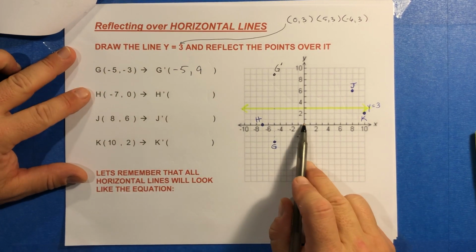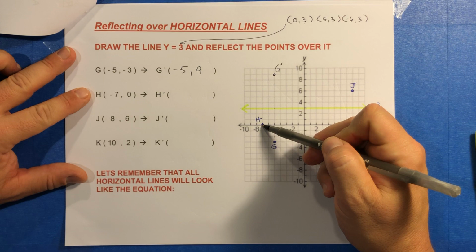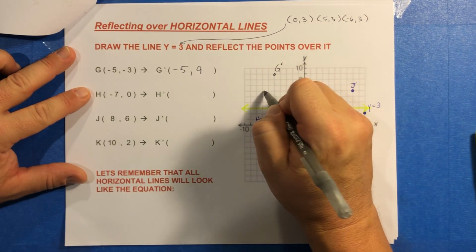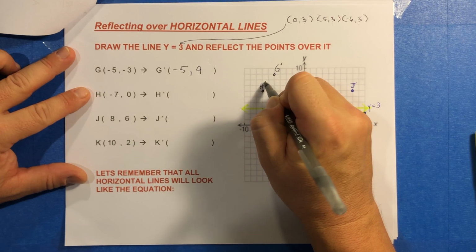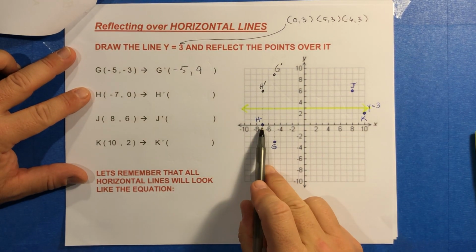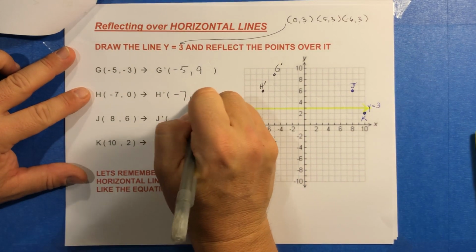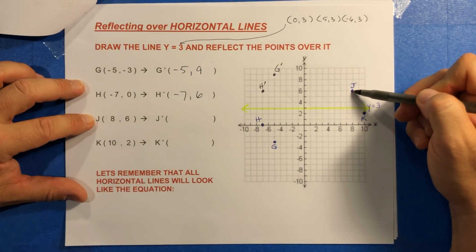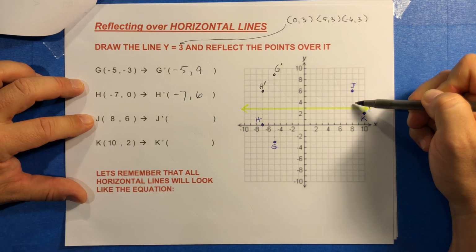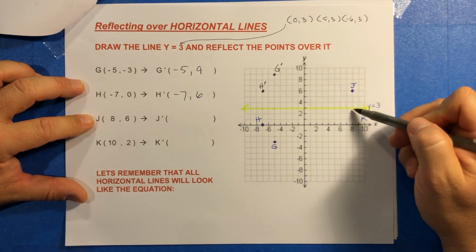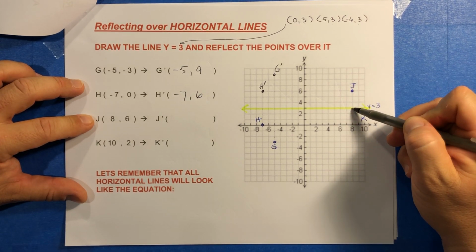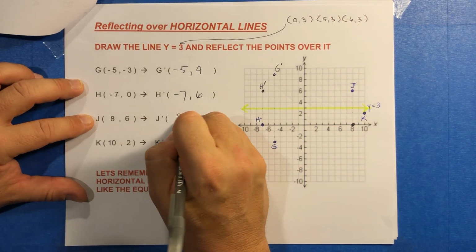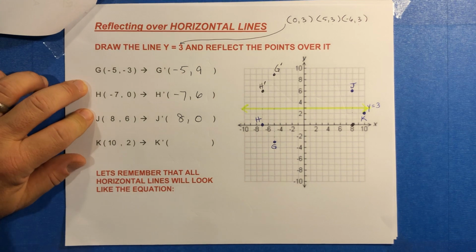So now I have H at negative 7, 0. Be careful. 1, 2, 3 below. So now I'm going to go 1, 2, 3 above. H prime will be there. All right, that's going to be negative 7, 6. Okay, J is 8 comma 6. Here it is. Now be careful. J is above the line y equals 3. So therefore, J prime, think about it, 1, 2, 3 above will now be 1, 2, 3 below, which is now 8 comma 0. All righty.